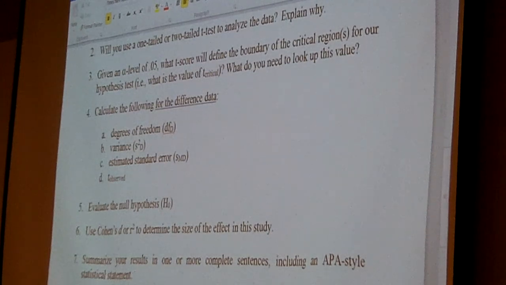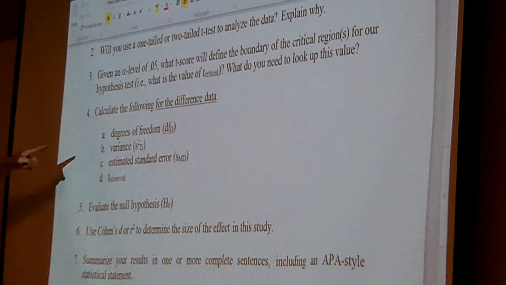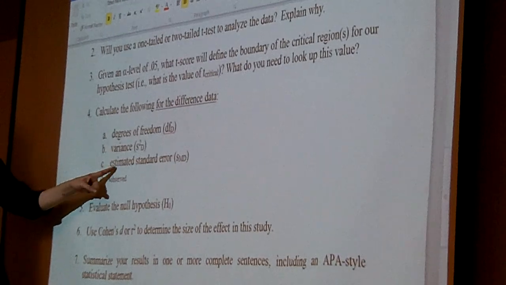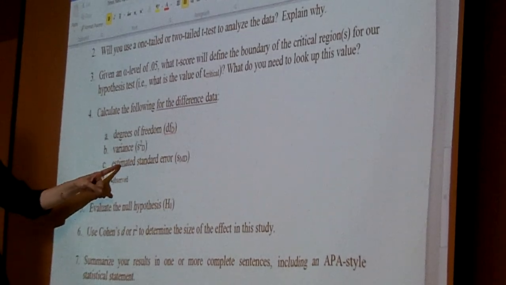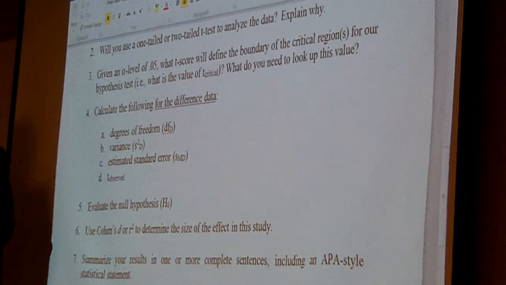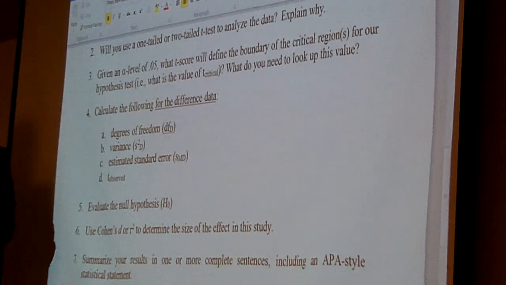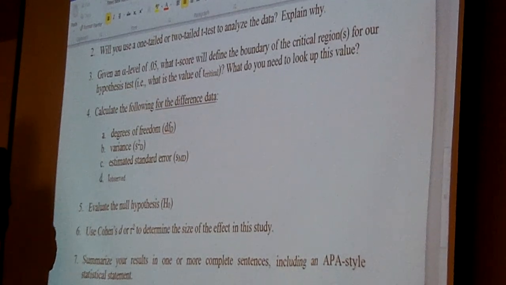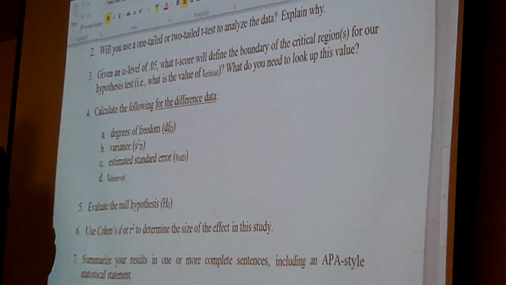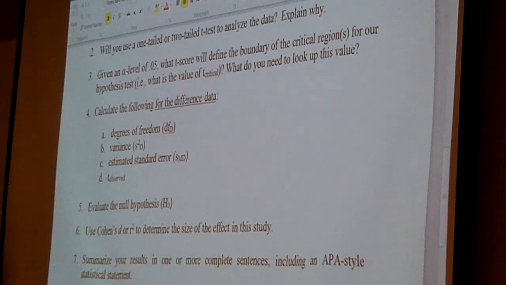Now we have to figure out the sample variance for the difference, the estimated standard error of the difference, and then we'll calculate t observed. Sample variance, estimated standard error, and then t observed. I'm going to hide screen now so that I can lift this up and we can write on the board. I need about 5 times more screen space than I have.